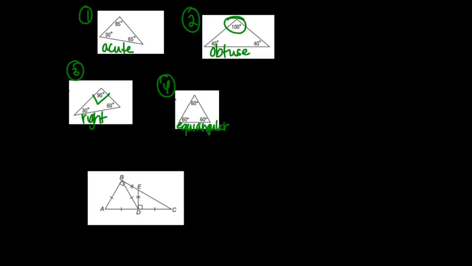All right, this next triangle is kind of weird because there's several triangles in this one. But let's see if we can classify these different triangles. Let's look at triangle ABD. Triangle ABD. All right, so do you see the triangle I'm talking about right here? All right, so can you classify this triangle by its sides and by its angles?